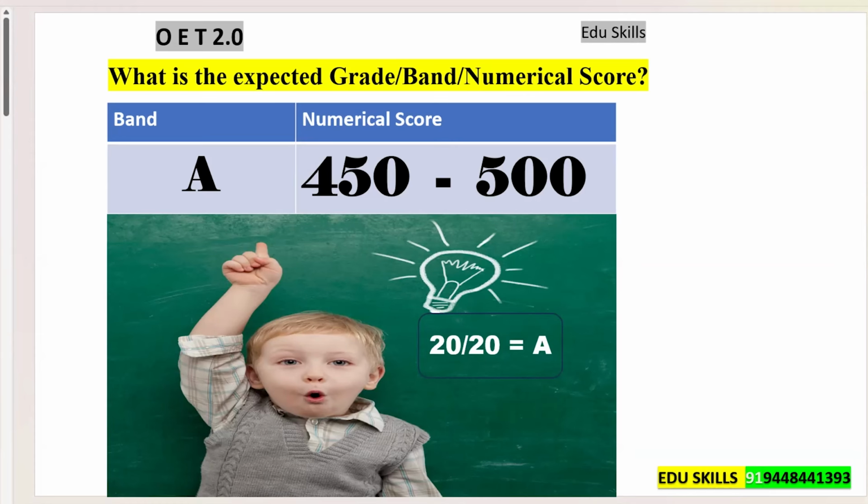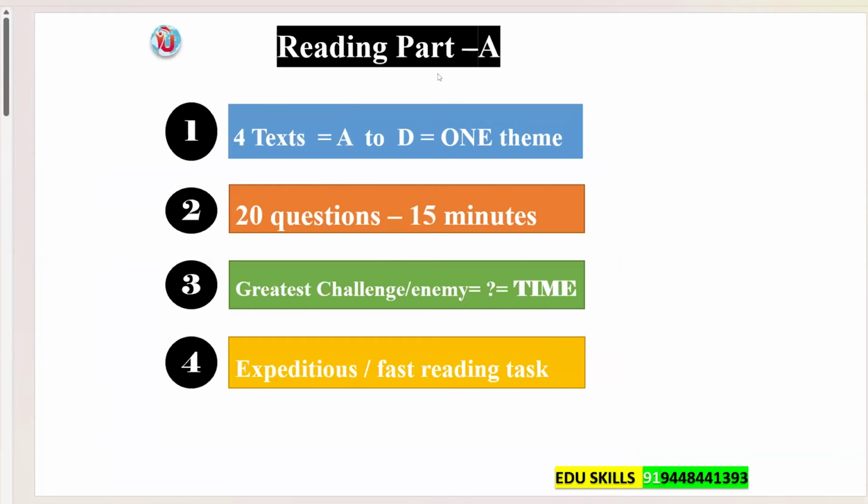Today, as I told, it's reading part A. In reading part A, there will be four texts: text A, text B, text C, and text D. There will be a theme, then 20 questions, and as I told, it's 15 minutes for 20 questions. The greatest challenge or enemy is time. But if you are following EduSkills strategies and tips, definitely it won't be a challenge for you.